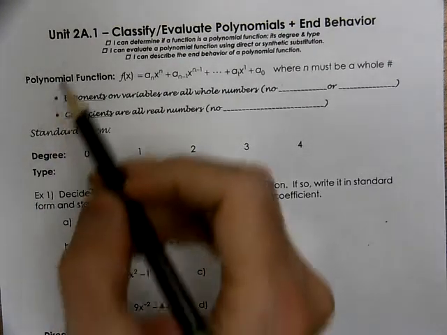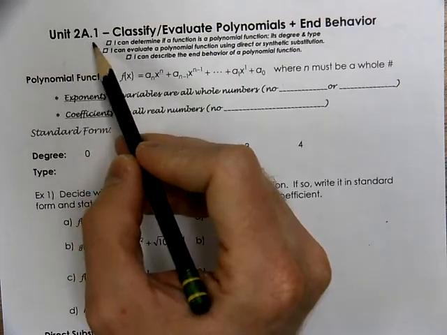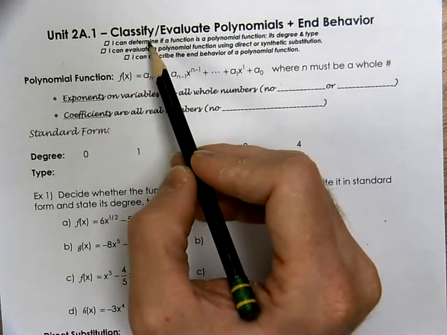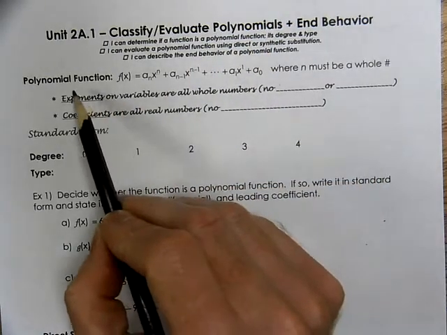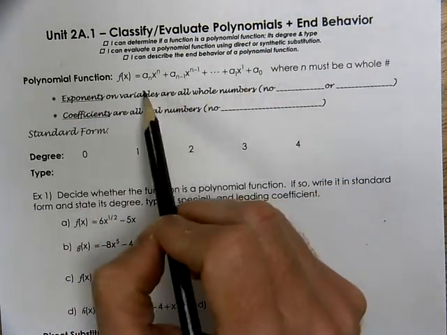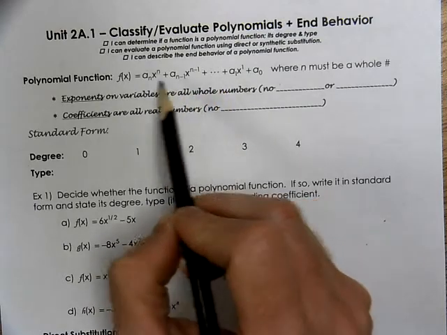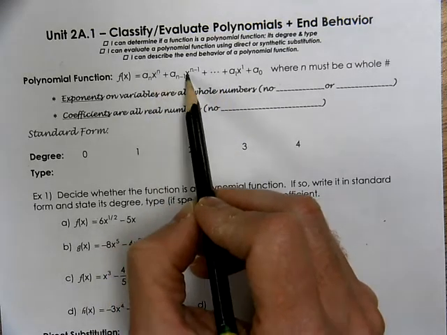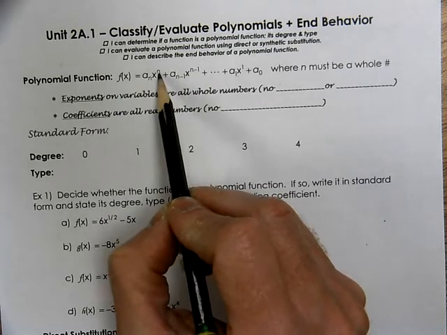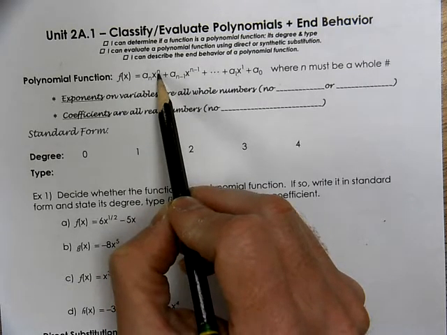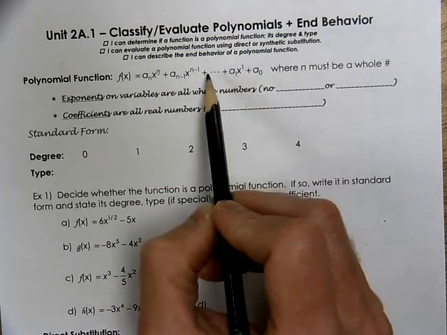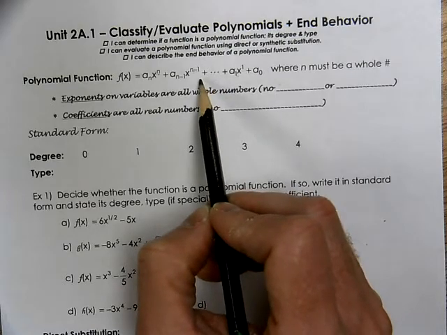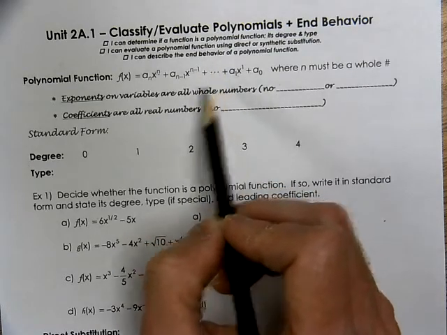This is Algebra 2 with Trig, working on Unit 2A.1. Here we're going to be classifying and evaluating polynomials. Here we have a polynomial function. Looks a little bit intimidating, but the main thing to notice with your variables is that you start out in standard form with your largest exponent first, and then you go in decreasing order. The ... just represents that there can be multiple values in between.